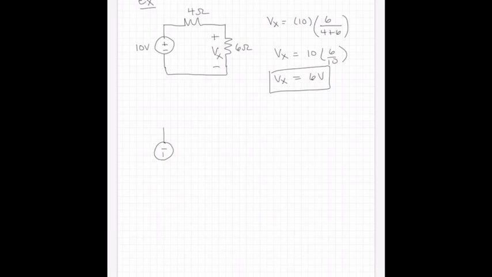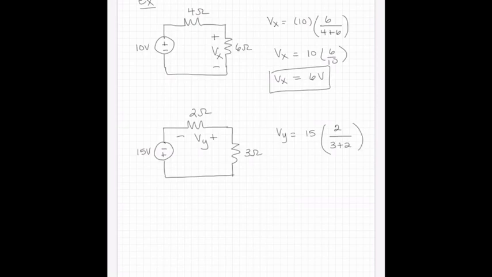So we have a 15-volt source. We have a 2 ohm resistor, and we have a 3 ohm resistor. And we are going to solve for this voltage here, Vy. Okay, so voltage divider equation says that Vy is equal to the total source voltage, 15, multiplied by the resistor we want to know about, 2, divided by the series combination of all the resistors in the circuit, so that's 3 plus 2. Okay, but let's stop here.